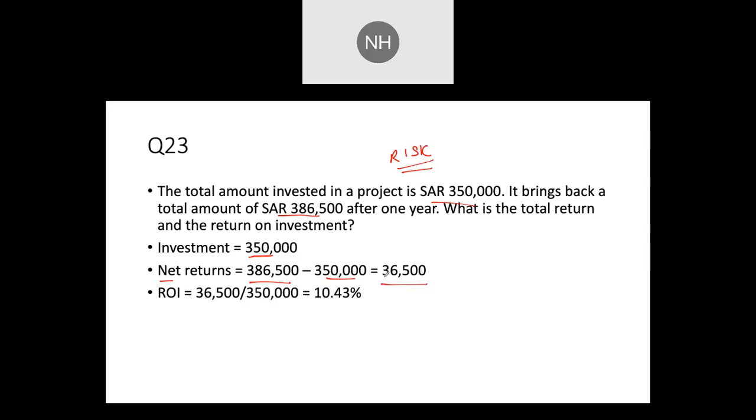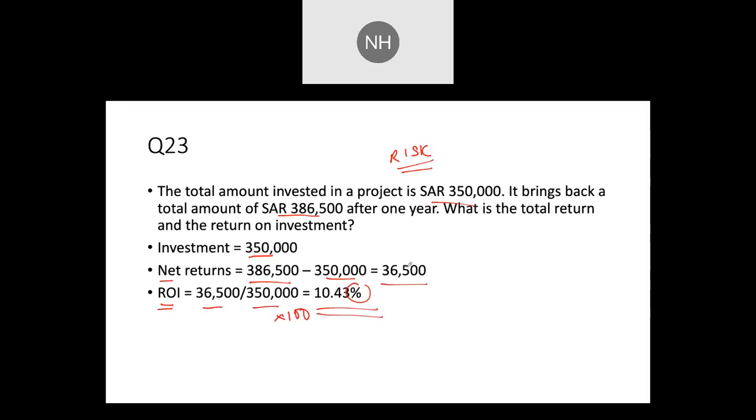Now this is 36,500. So how do we calculate the return on investment? It is 36,500 divided by 350,000, and to make it a percent, we multiply by 100. So we get a return of 10.43 percent. This is the answer for risk and return, finding the return on investment.